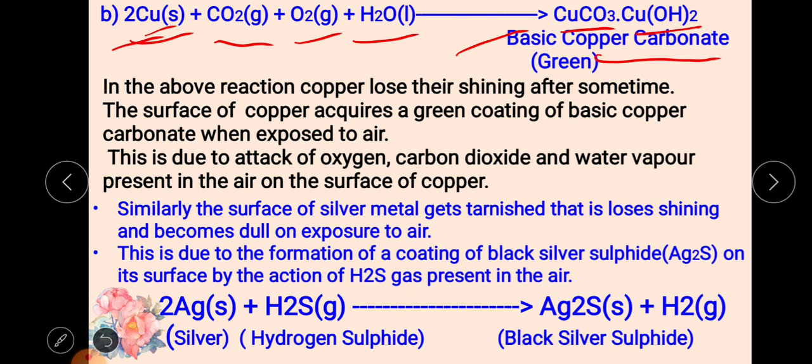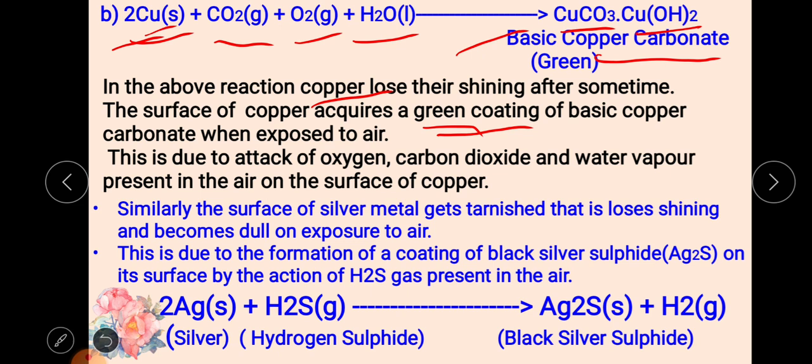In the above reaction, copper loses its shine after some time. Why does copper lose its shine? If you keep copper vessels for a long time without cleaning them with pitambari, lime, or even lemon, which we use to clean copper vessels, the copper loses its shiny color and the surface acquires a green coating. That green coating is nothing but basic copper carbonate.